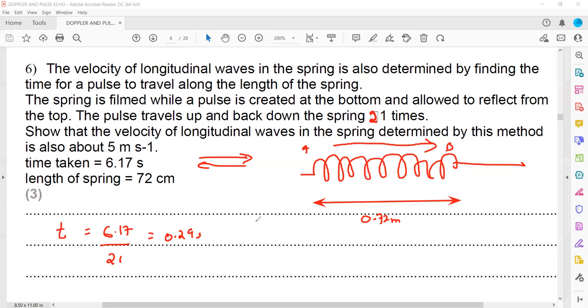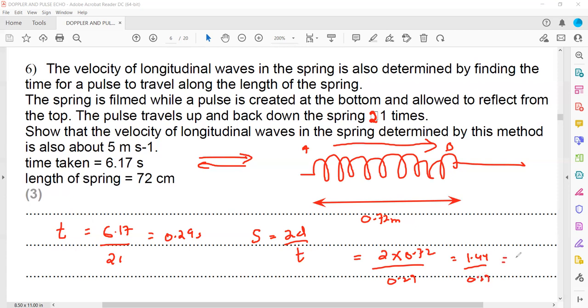Now, because it's a reflection, whenever there's a reflection, the formula for speed is 2d divided by t. So speed is equal to 2 multiplied by distance. How much distance? That is 0.72, and time is how much? 0.29. So 0.72 multiplied by 2 is 1.44, and that is divided by 0.29. So this is 1.44 divided by 0.29.